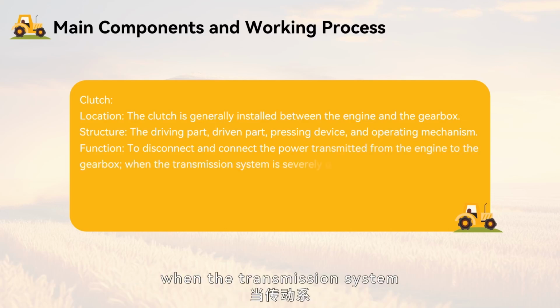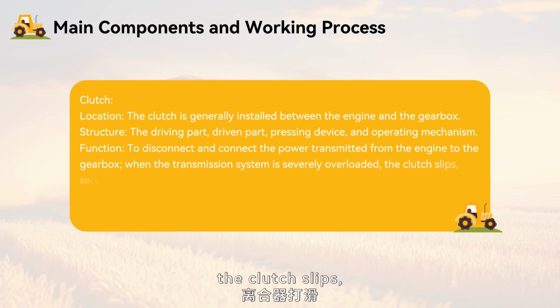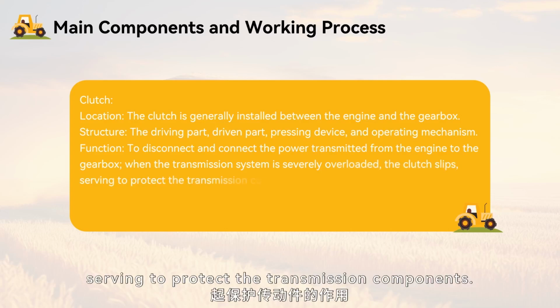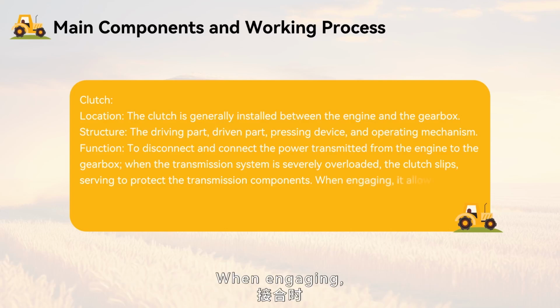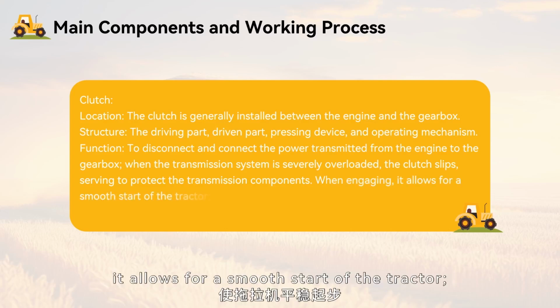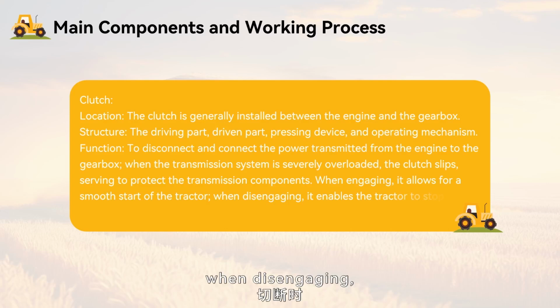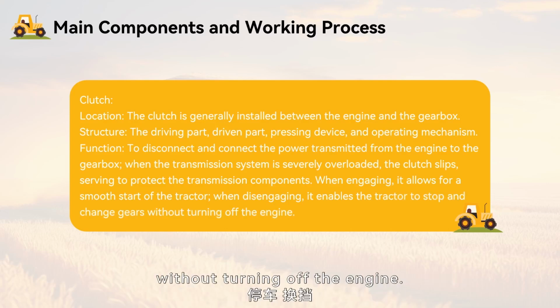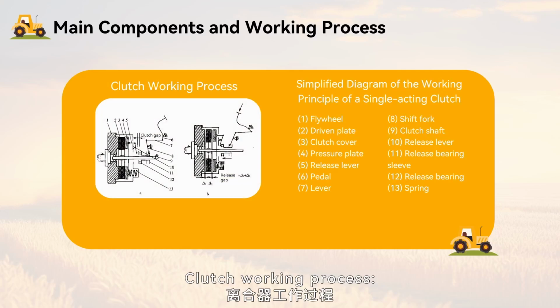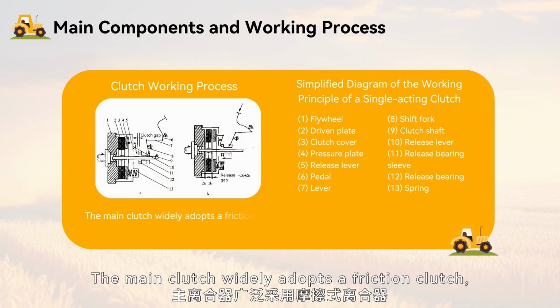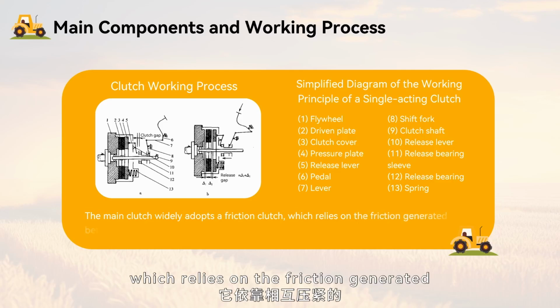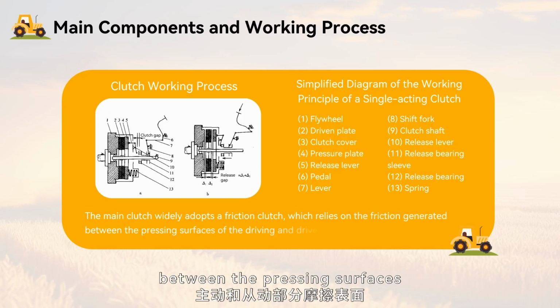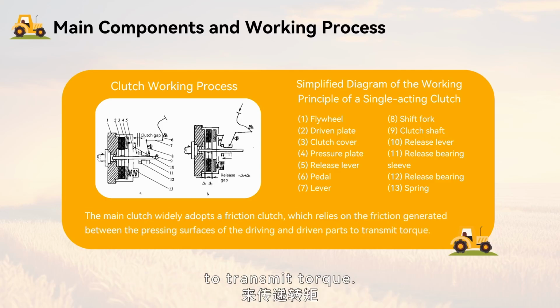When the transmission system is severely overloaded, the clutch slips, serving to protect the transmission components. When engaging, it allows for a smooth start of the tractor. When disengaging, it enables the tractor to stop and change gears without turning off the engine. Clutch working process. The main clutch widely adopts a friction clutch, which relies on the friction generated between the pressing surfaces of the driving and driven parts to transmit torque.